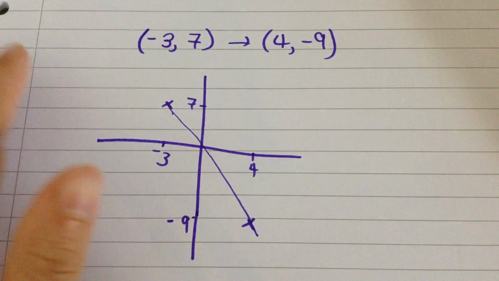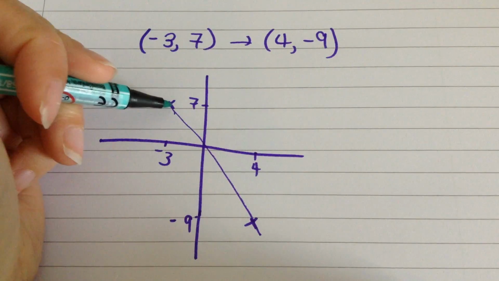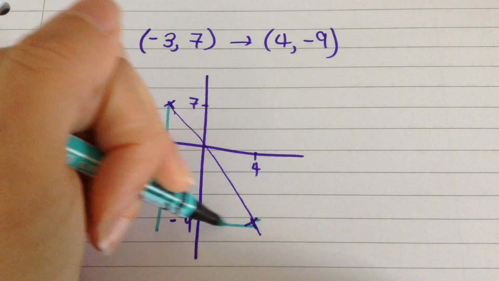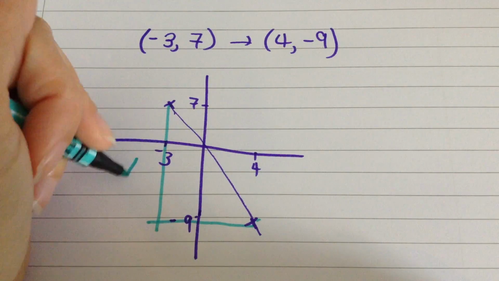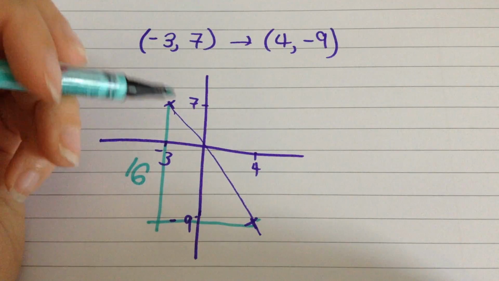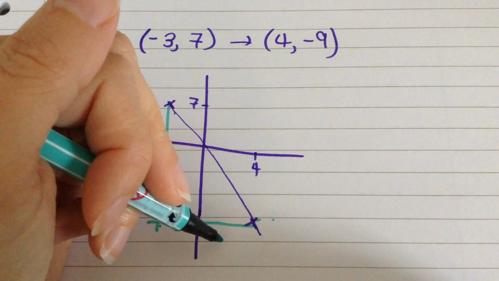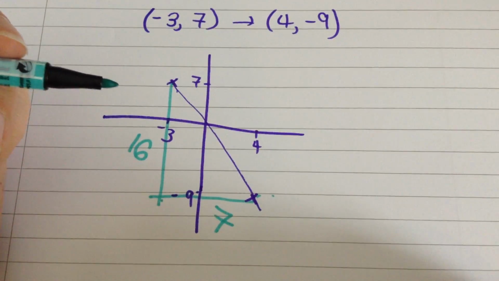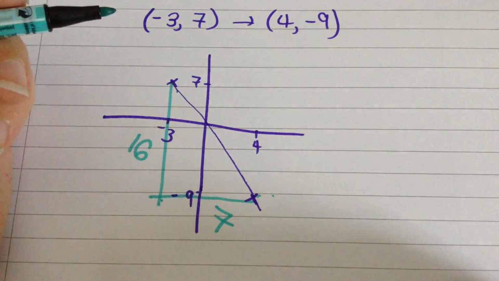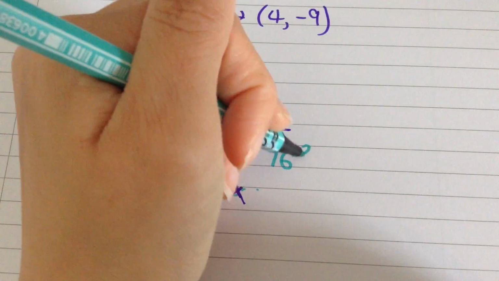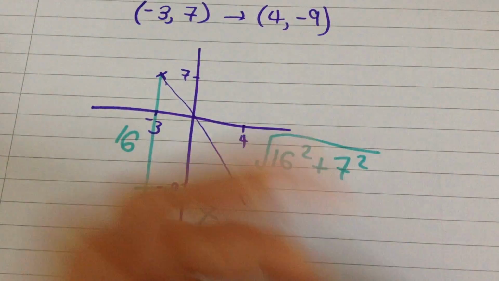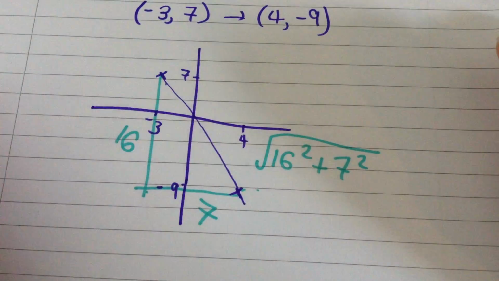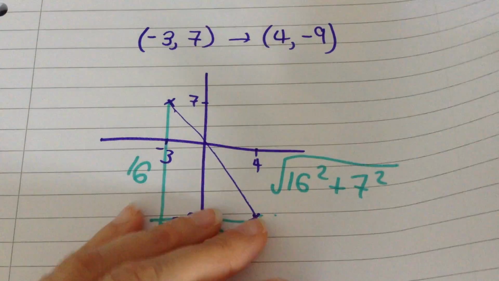We want the length of this line segment, so we're going to do it similar to gradient. We're going to do a rise and a step. The rise goes from 7 down to -9, so that's 16. Then it goes from -3 to 4, so that's 7. For the length we can just use Pythagoras: 16 squared plus 7 squared and square root it. We just shove that into a calculator and get the answer. I'm not really interested in what it is, but that's the method.